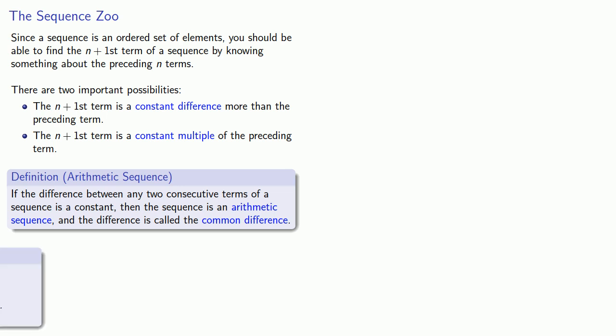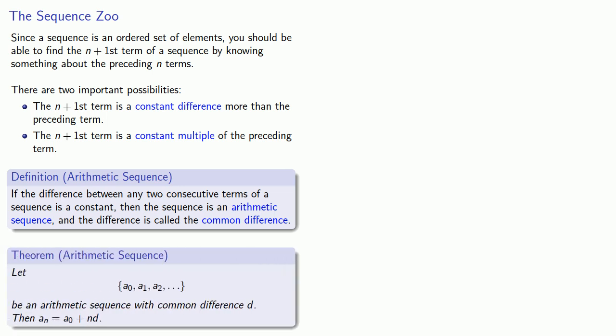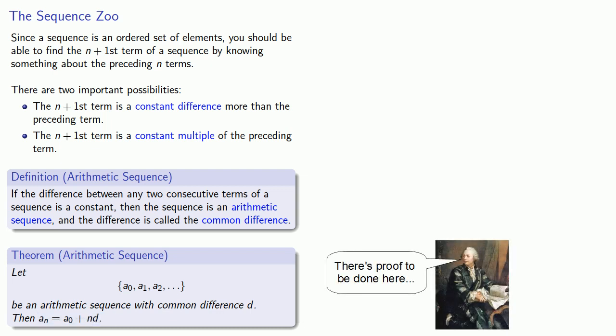Suppose I have an arithmetic sequence, where you'll notice that we're actually starting our sequence with a0. Let this be an arithmetic sequence with a common difference of d. Then an is a0 plus nd. You'll actually prove this in one of the problems.